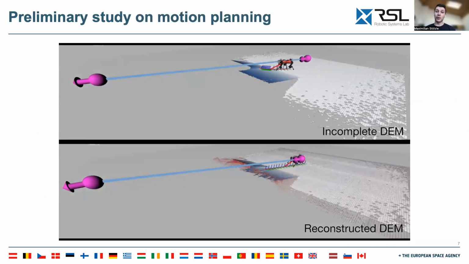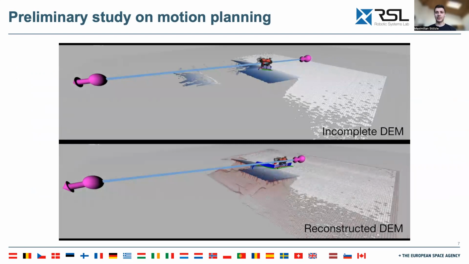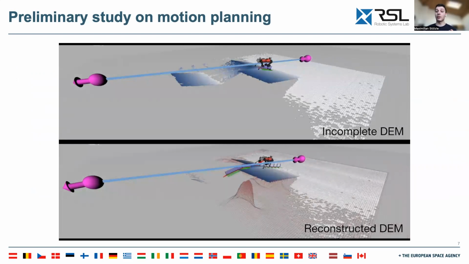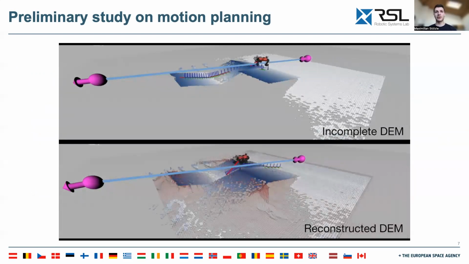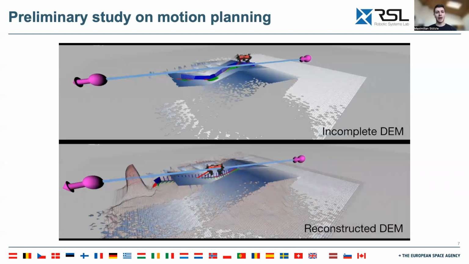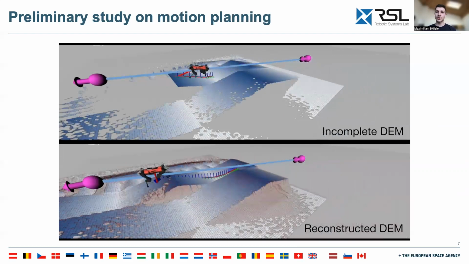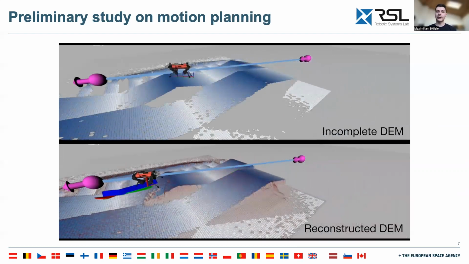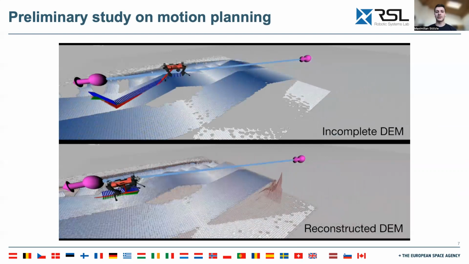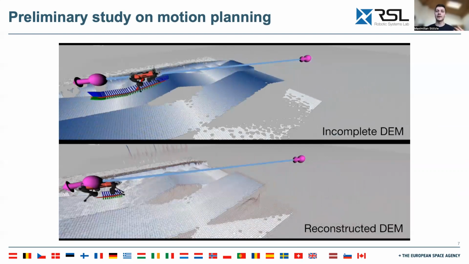On top, we perform motion planning with incomplete DEMs. On the bottom, we use our reconstructed elevation maps to do this motion planning. Our preliminary experiments show that the planning enabled by our approach can reach further ahead and only needs to be slightly adjusted when the belief of the occluded area is updated.